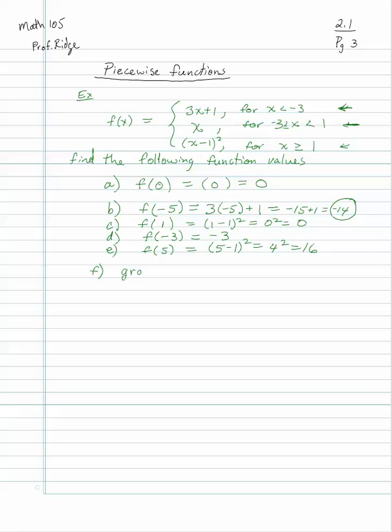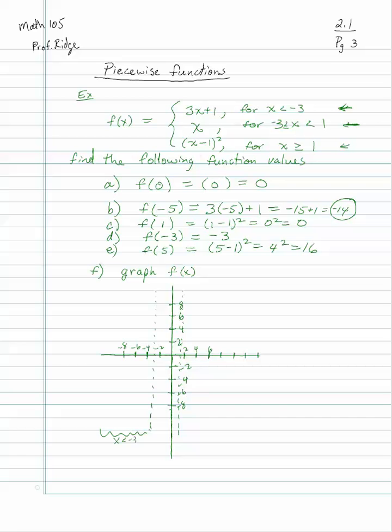So graph f of x. To graph this, what I usually do first is I split my x-axis into the intervals. So here's x equals -3, and then it splits at 1. Okay, so this portion is x less than -3, so we're going to graph y equals 3x plus 1 at this portion.